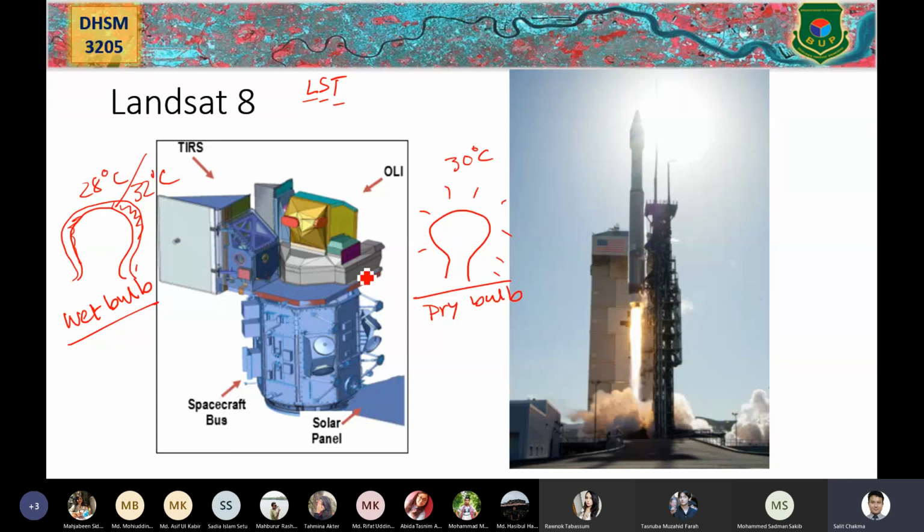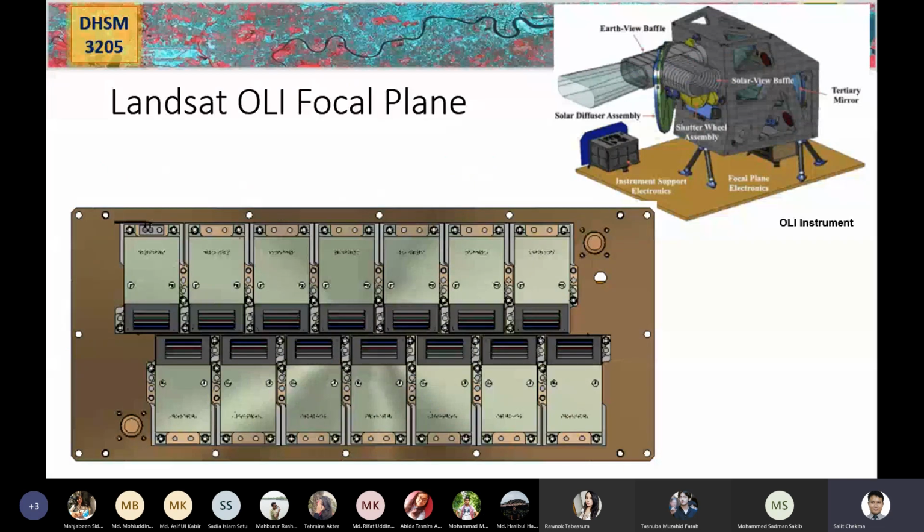So Landsat 8. This is how Landsat 8 looks. This is the spacecraft bus, and the solar panel for getting energy. This is the optical imager that we have on board, and this is the thermal infrared sensor. It was launched on a rocket, and that's how the design looks, how they detect separate bands. These are the scanners, and these are the bands they're supposed to detect. And that's how they work.